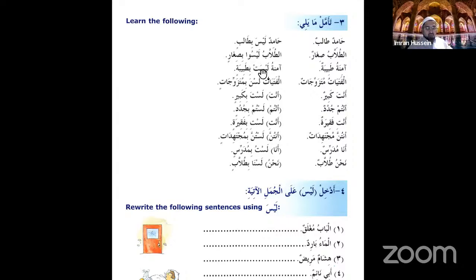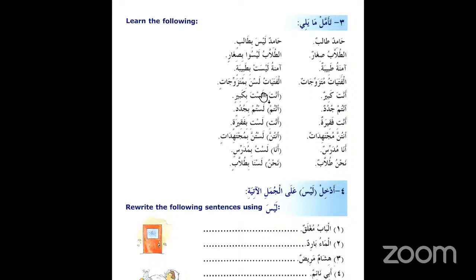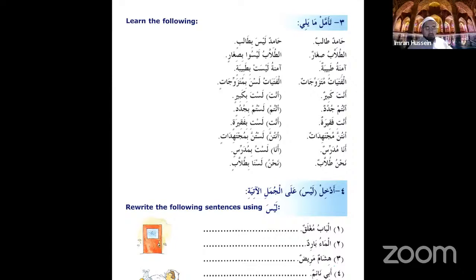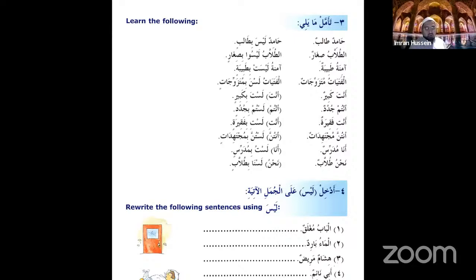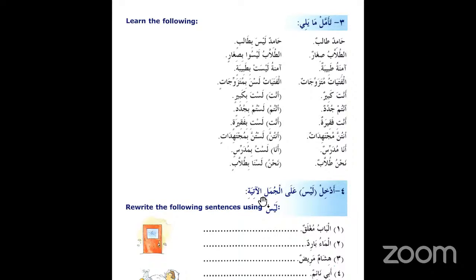Why can't we say Laysa Hamidun bitulaban? No. Laysa Hamidun taliban, you can't do it that way, but in this book they're doing it with the harf jar itself. It's the way this book is structured. Just add the ba to the khabar of laysa itself. It becomes majrur. That's it.